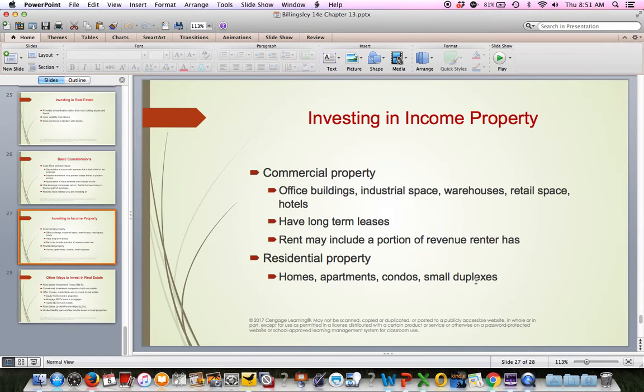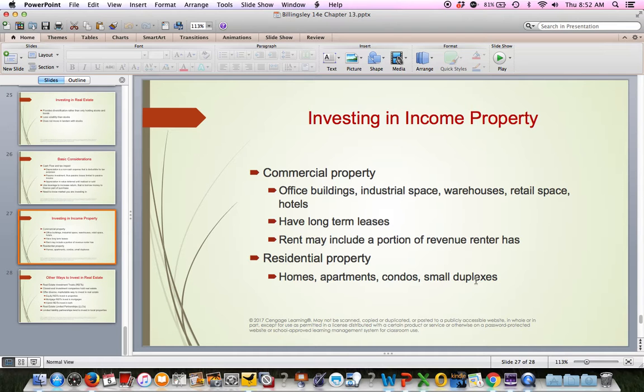If you decide to get into real estate, commercial property or residential property would be your two choices. Commercial property, you just drive up and down 41st Street or Minnesota Avenue in Sioux Falls, and that's all commercial property, right? It's offices, industrial warehouses, retail, hotels. That's all commercial. Typically, those businesses are signing a very long-term lease with whoever owns the actual property if they don't own it, and so rent may include a portion of revenue, so you're going to get a lot of rent revenues out of that. That's kind of the whole goal of owning commercial property.